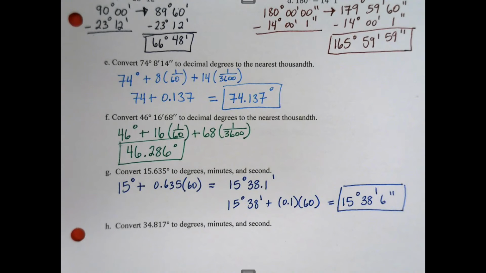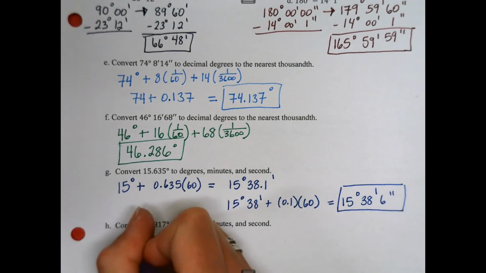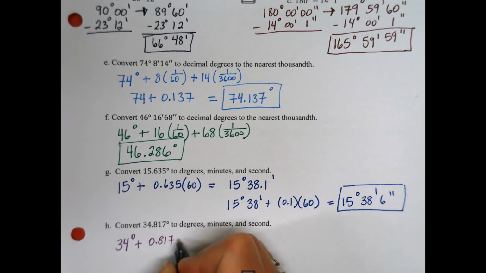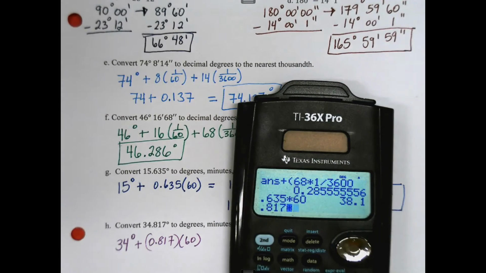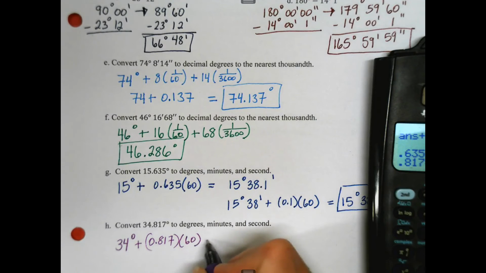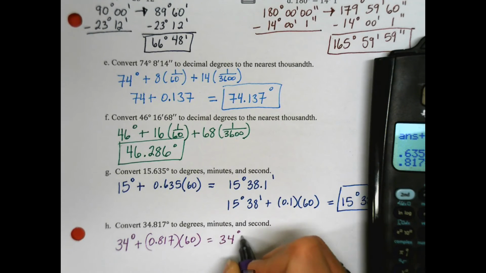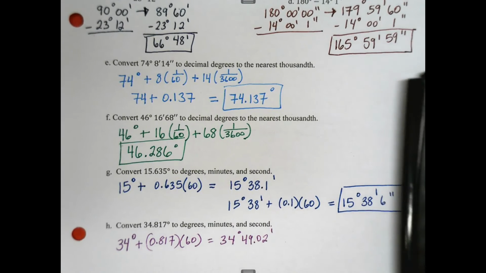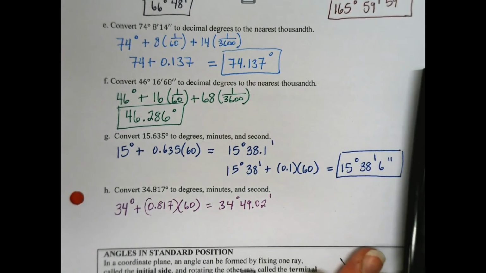And the last one, part H, we are converting 34.817 degrees to degrees, minutes, and seconds. So we leave our 34 as our whole degrees. And then we have to take 0.817 and find out what proportion of 60 that is. So we're going to multiply by 60. We get 49.02. So this becomes 34 degrees and 49.02 minutes.